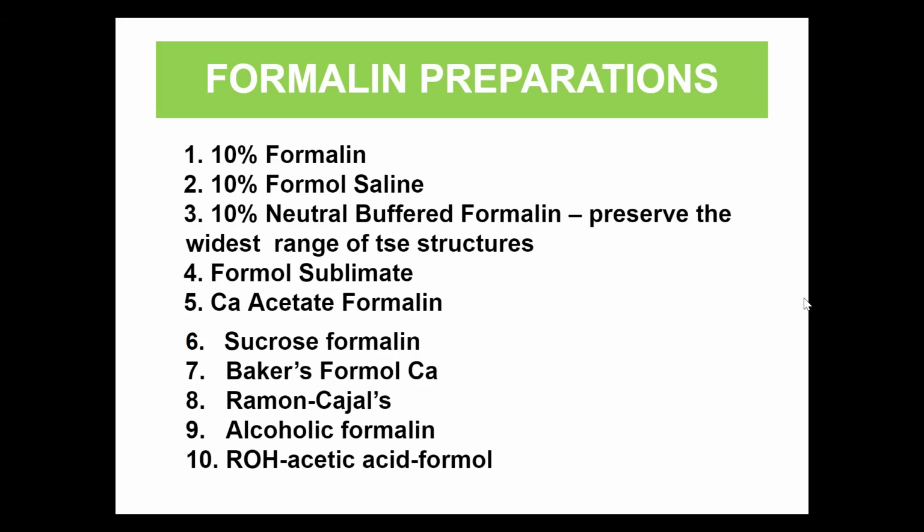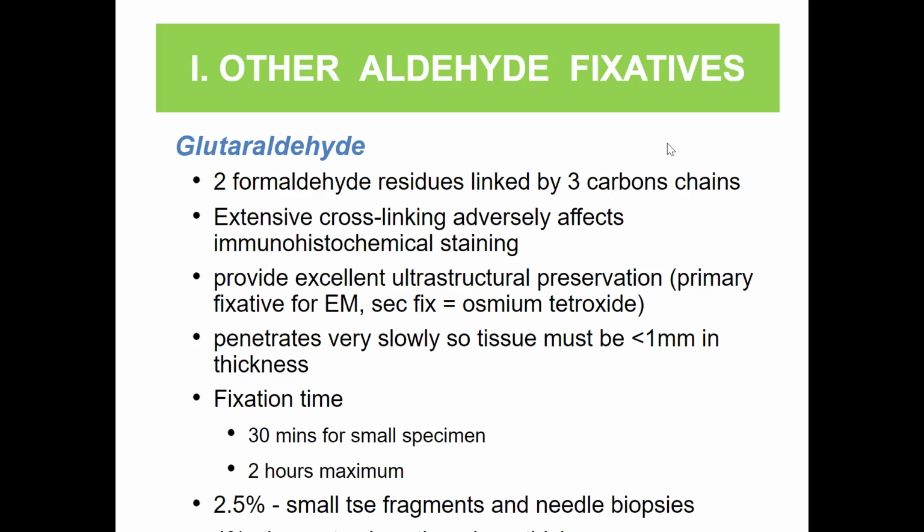So other aldehyde fixative, you have your glutaraldehyde. This is a 2-formaldehyde residues that is linked by 3 carbon chains. So basically, it follows still the cross-linking, which has an effect in your immunohistochemical staining. It also provides excellent ultrastructural preservation. Hence, as mentioned, it is the primary fixative used for your electron microscopy. Then it has also its secondary stain, but still EM. So you would use osmium tetroxide.